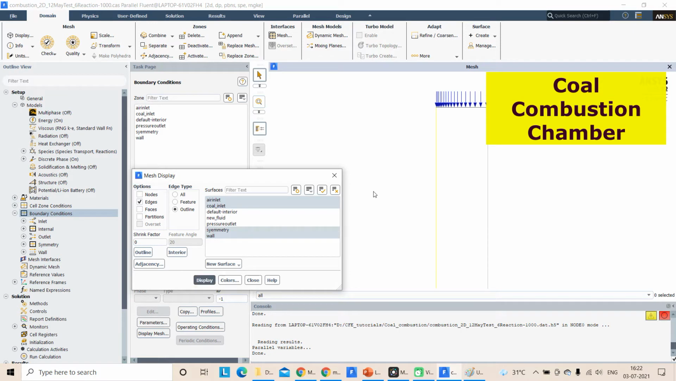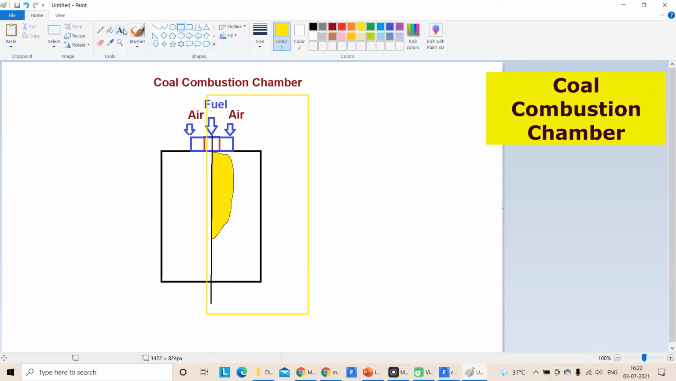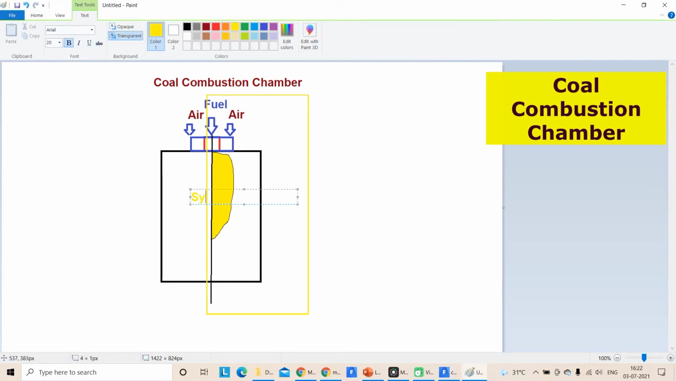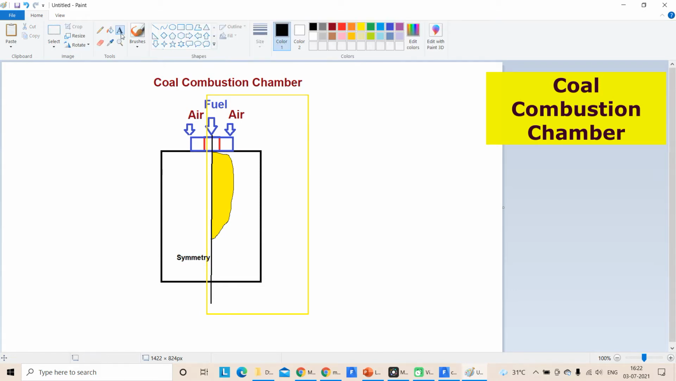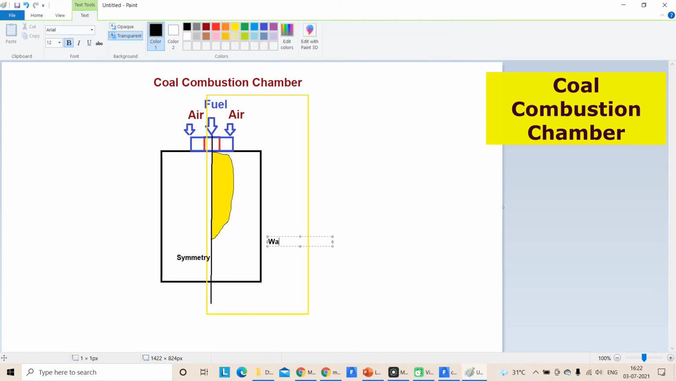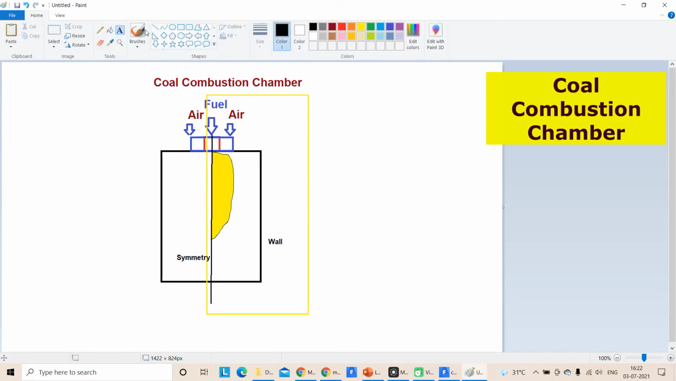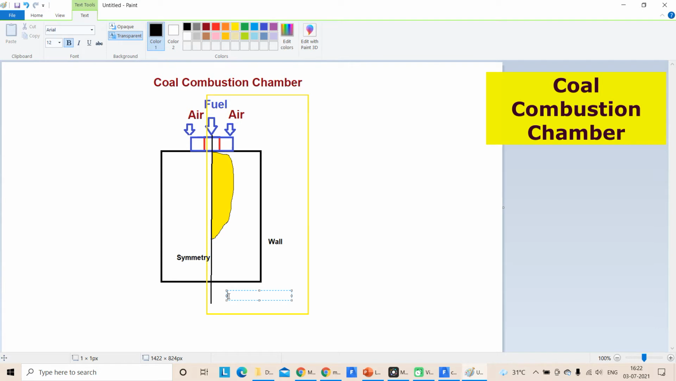This is the symmetry plane. This is called a symmetry plane. This is the symmetry plane, and this is a wall. This is wall, and this is the outlet.